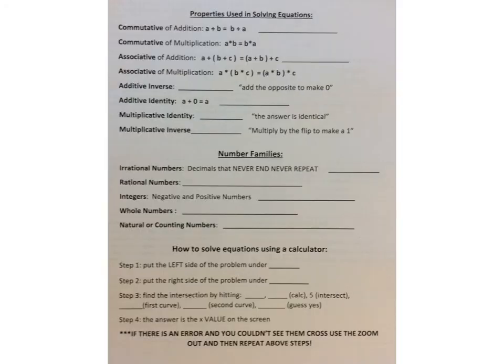Welcome to review number 2, properties used in solving equations. The first property that we want to review is the commutative property of addition. A plus B equals B plus A.